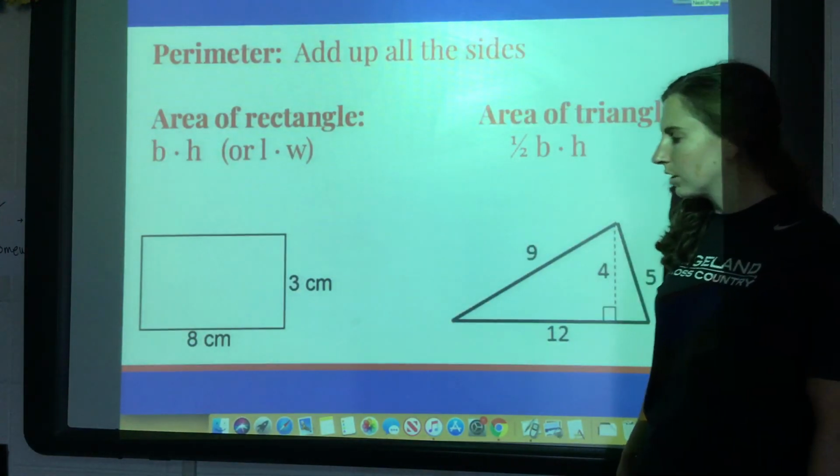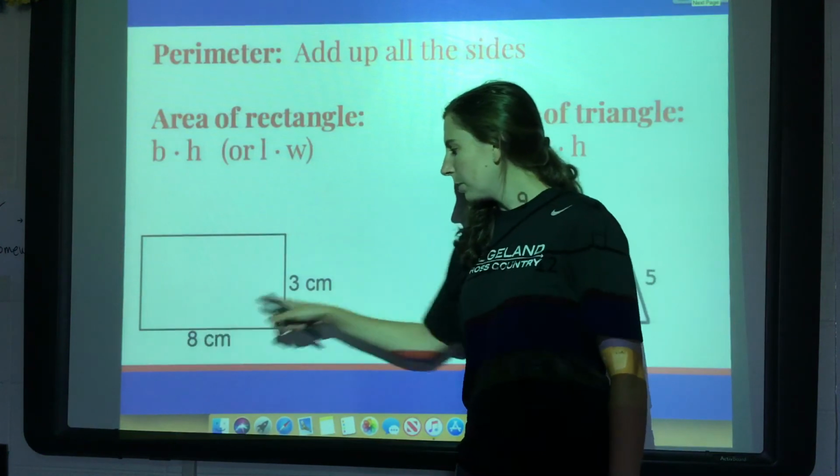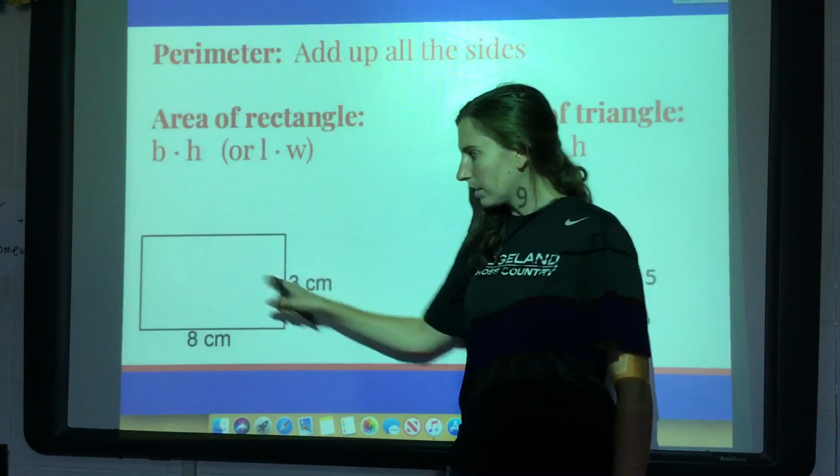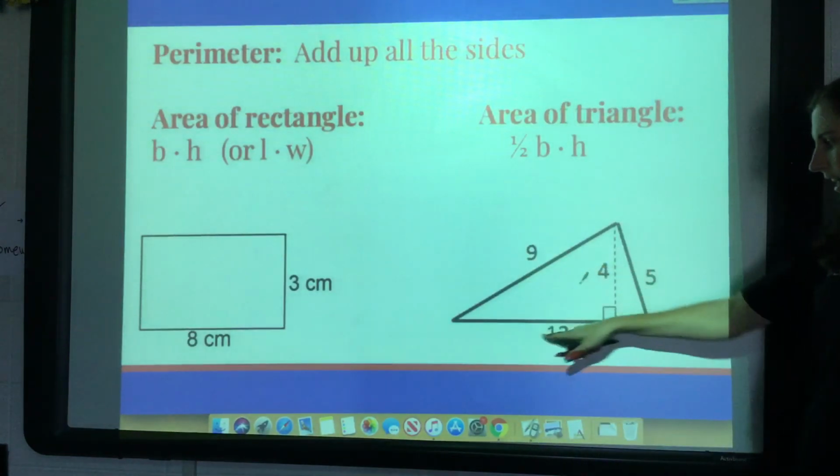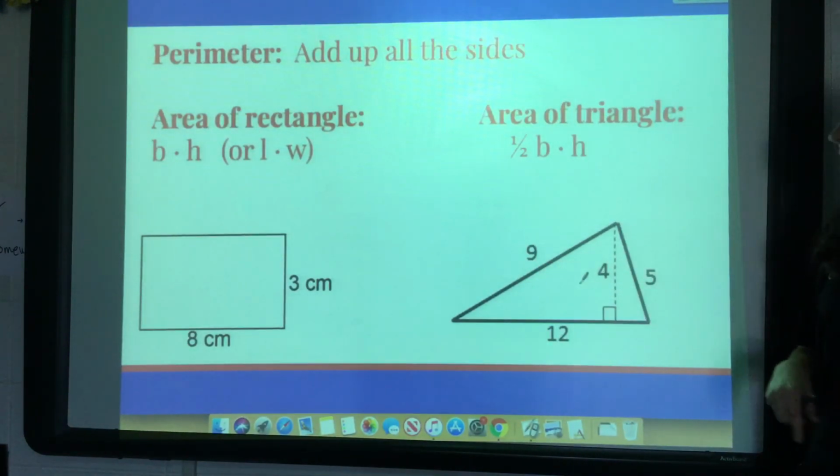So like for a rectangle, do 8 plus 3 plus another 8 plus another 3. Add up all those sides. For a triangle, just add up the 9, 12, and 5.